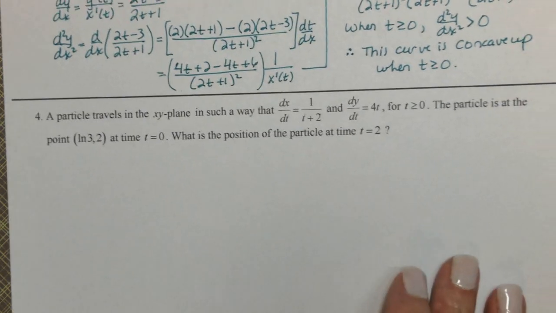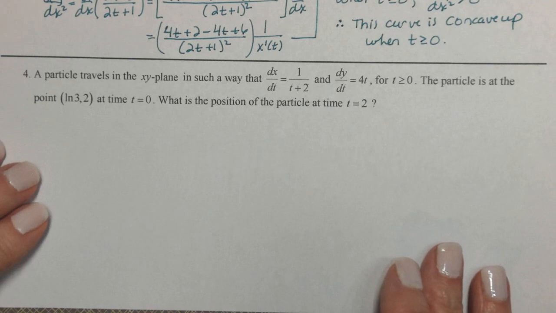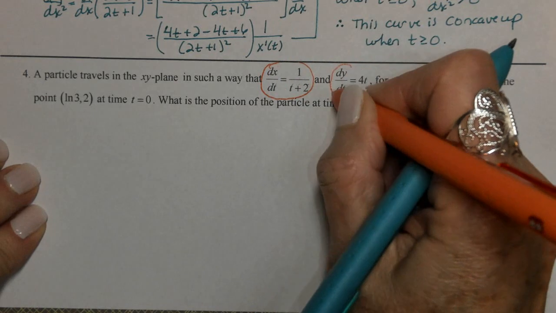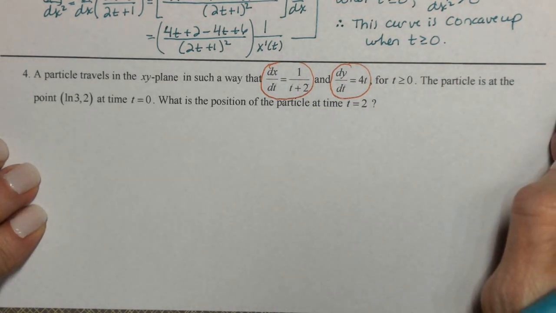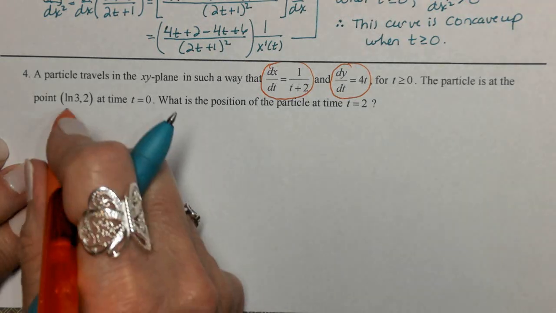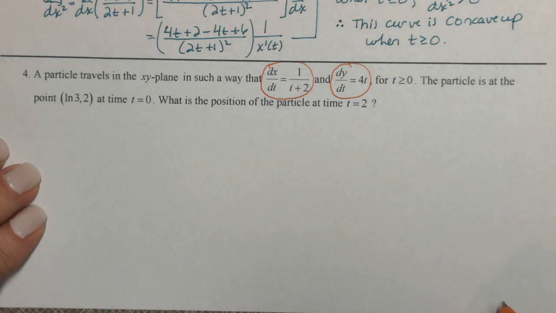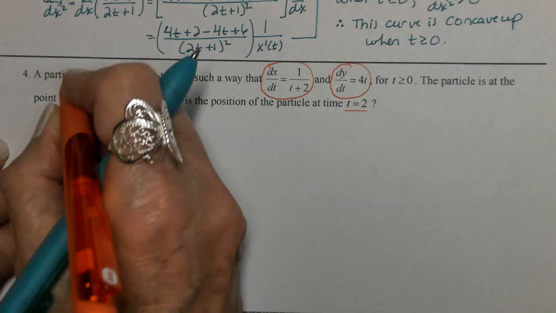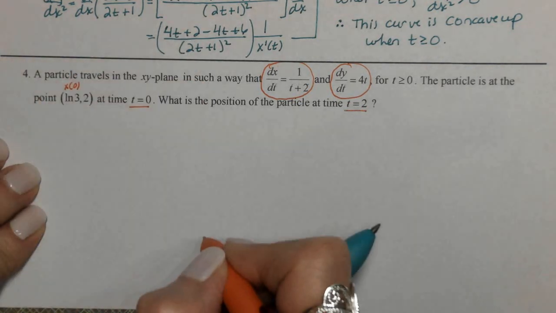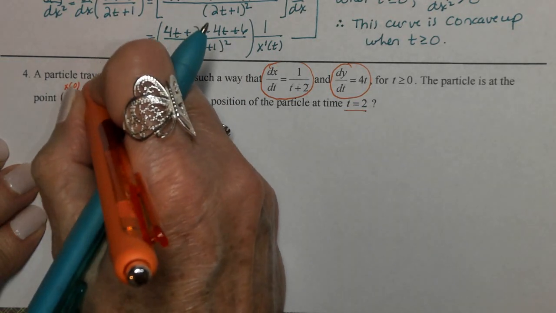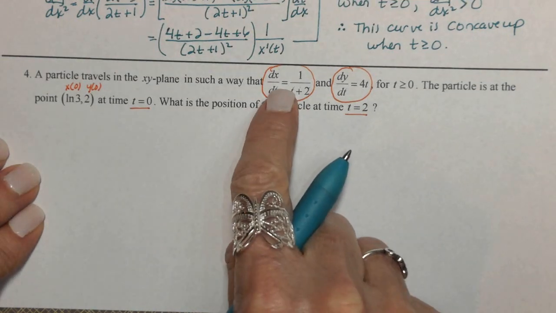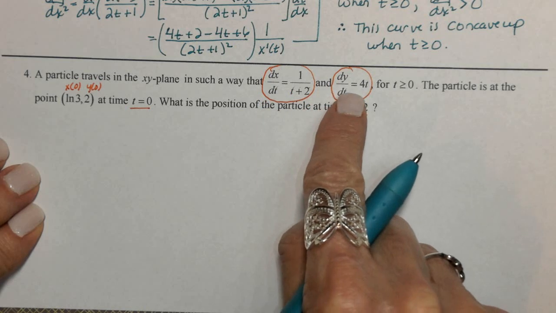Okay, number 4. The particle travels in the xy plane in such a way that dx/dt is this and dy/dt is that for time greater than or equal to 0. The particle is at the point (ln of 3, 2) when time is 0. What is the position when time is 2? When time is 0, I know that x of 0 must be ln of 3, y of 0 must be 2, and I know the rate that x is changing and the rate that y is changing.